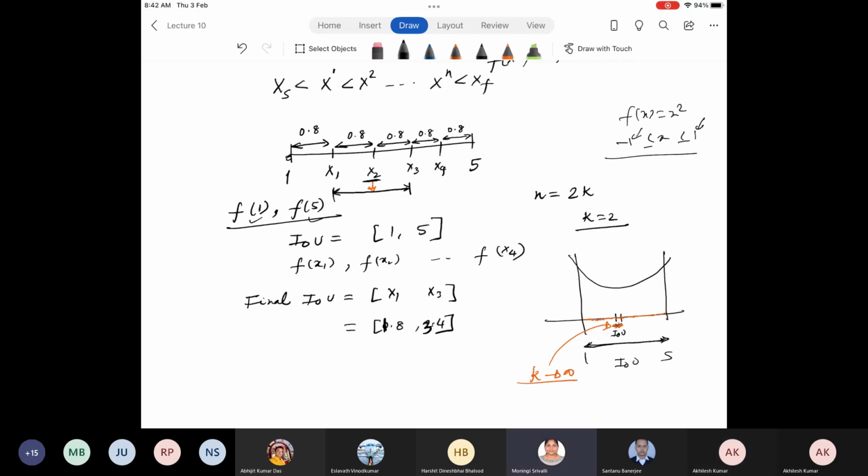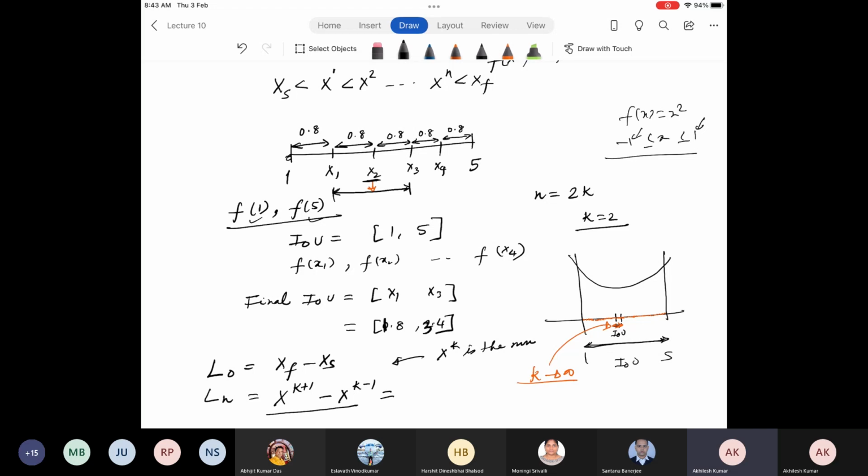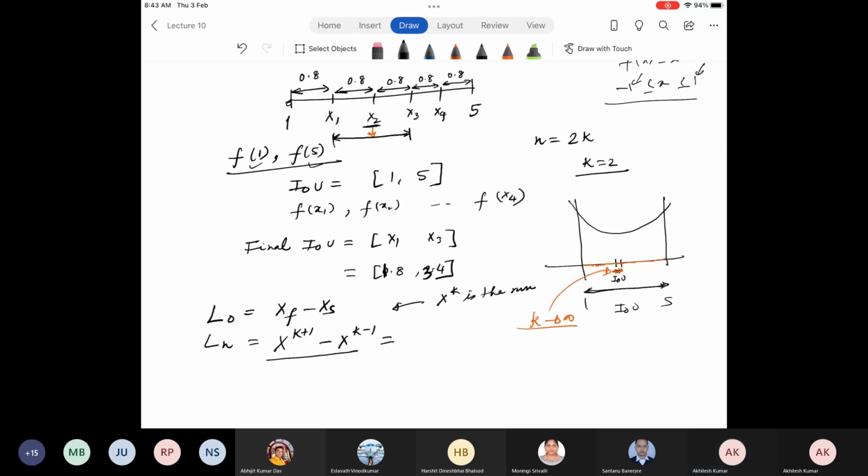So my L0 is xf minus xs. Ln, the final interval of uncertainty, is xk+1 minus xk-1, given xk is the minimum. Can you give me Ln in terms of L0 and n? What will this value be?